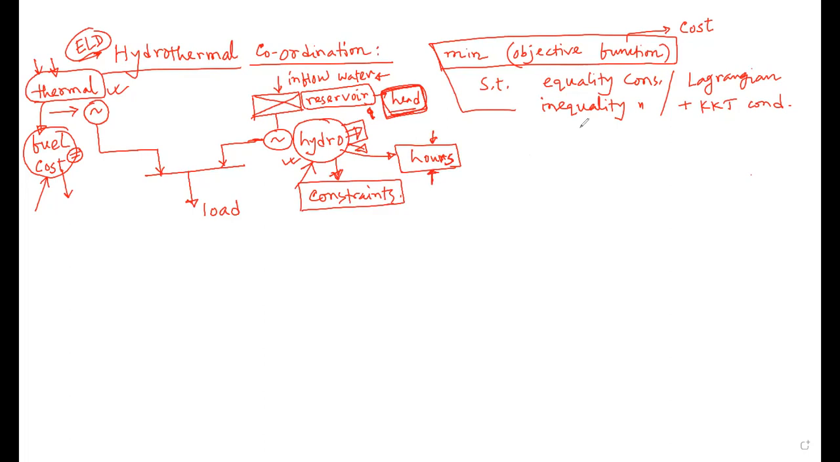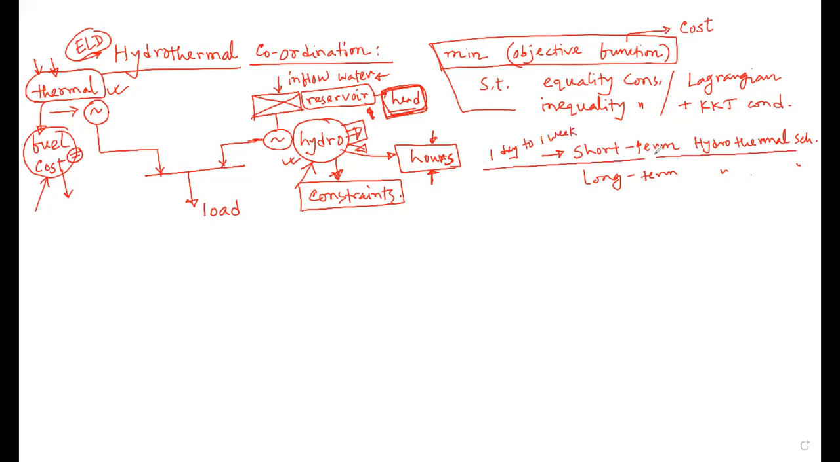Okay, so another thing that is important before we go into the mathematical part is the type of hydrothermal scheduling. One is short term hydrothermal scheduling, and another one is long term hydrothermal scheduling. In the short term case, it usually varies from 1 day to 1 week maximum. So this is your short term hydrothermal planning or scheduling.